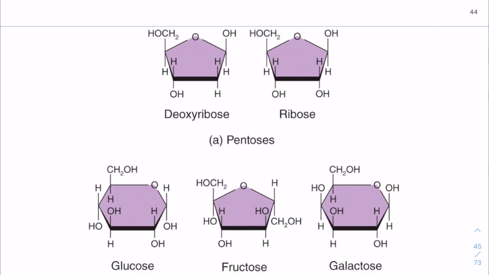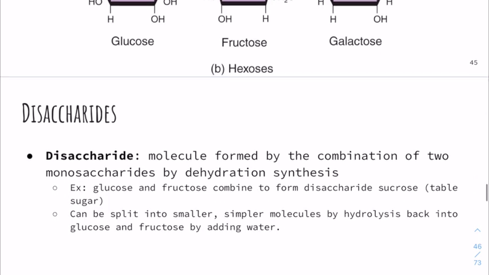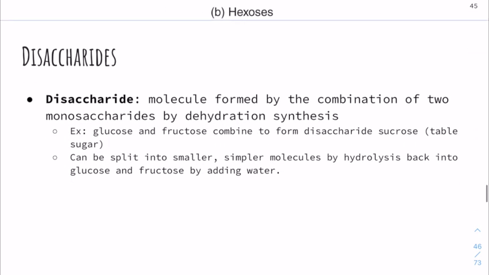Disaccharides are formed when a molecule is made by the combination of 2 monosaccharides by dehydration synthesis. So glucose and fructose combine to form a disaccharide, sucrose, or table sugar. And it can be split into smaller, simpler molecules by hydrolysis back into fructose and glucose just by adding water.